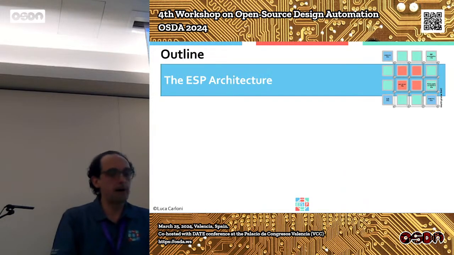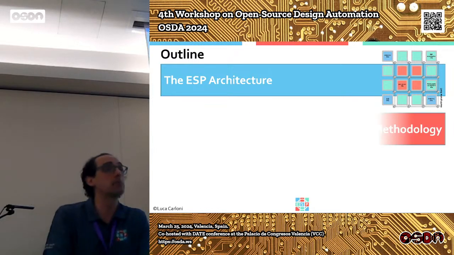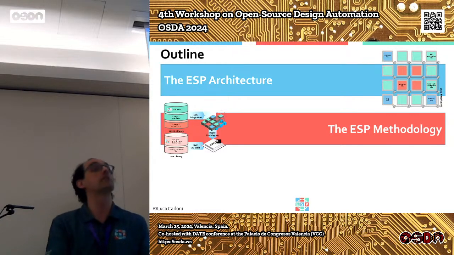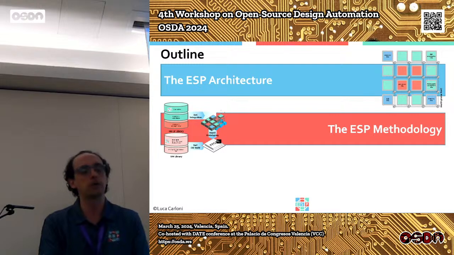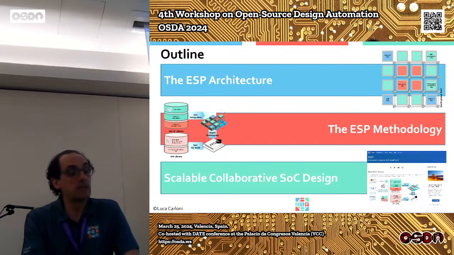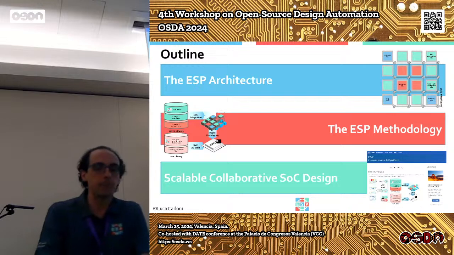I'll structure the talk in 3 parts, which I'll try to go over in the remaining time. First, I'll tell you a little bit more about the architecture. Then I'll tell you a little bit more about methodology. Architecture and methodology are really developed together. One is a companion to the other. And then I'll tell you about how we can use the platform, so the two, to do scalable, collaborative system on chip design with a very concrete example. In fact, a couple of them.